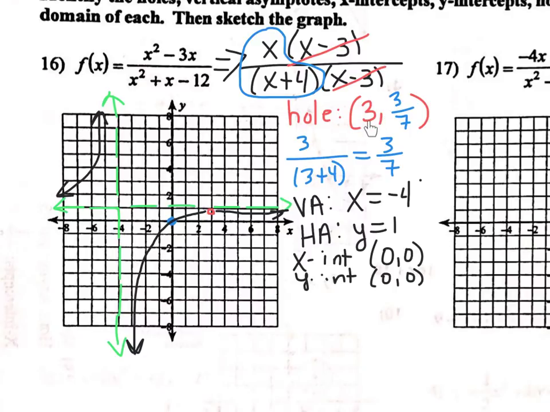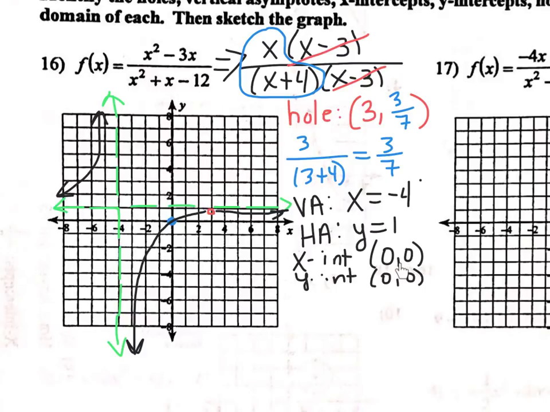So my hole right here is at 3/7. And then I also have an x-intercept of 0. The way I get that is I set y equal to 0 and solve for x. The only x I have left in my numerator after I reduce from my hole is this x. So if I make y equals 0, then x equals 0. So 0, 0 is my x-intercept.